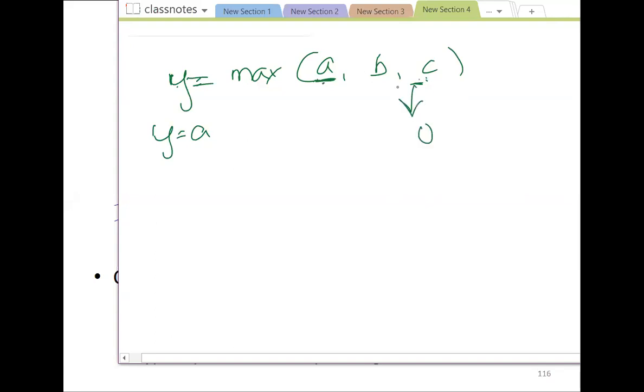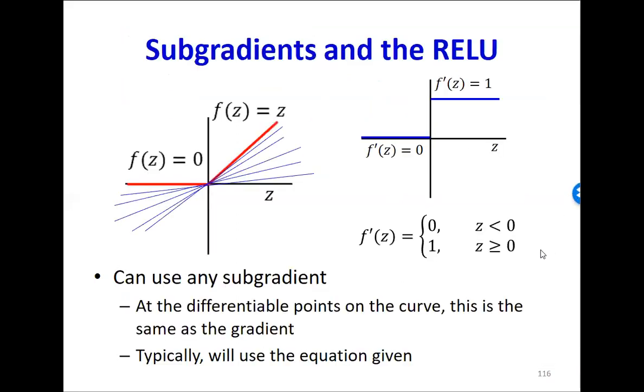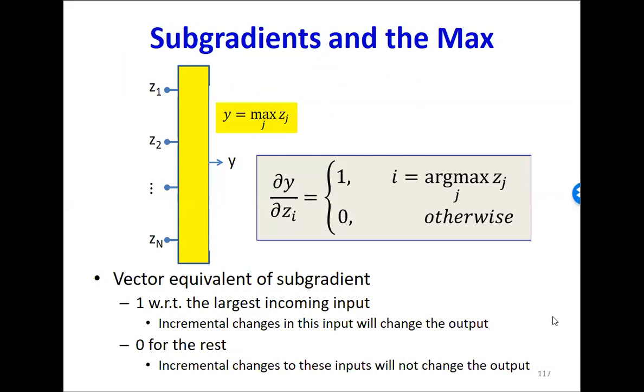So this is going to be 0. What about b? Also 0. And what about a? 1. Why? Because y is a, right? So the derivative is going to be 1 only for the largest value, and it's going to be 0 for everything else. It's the equivalent of the subgradient again.